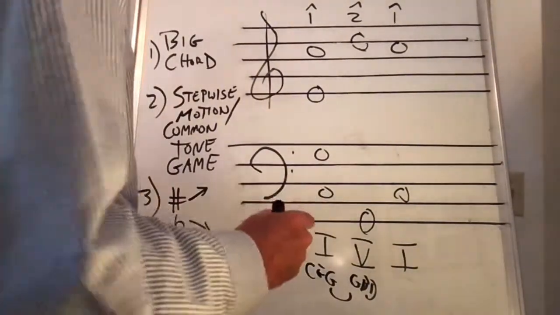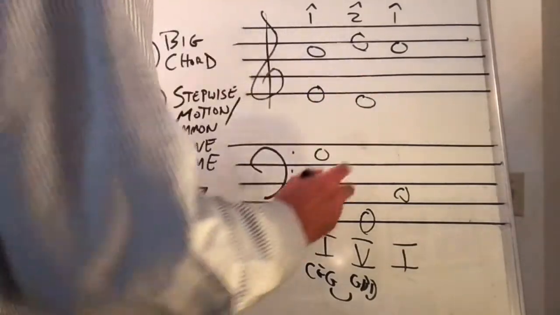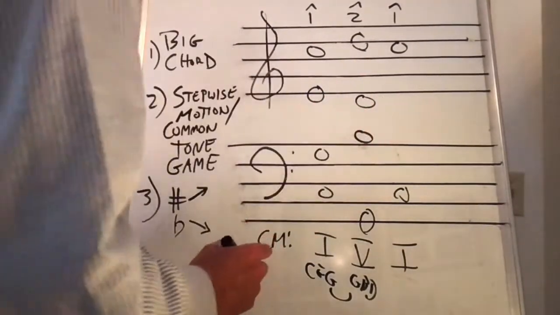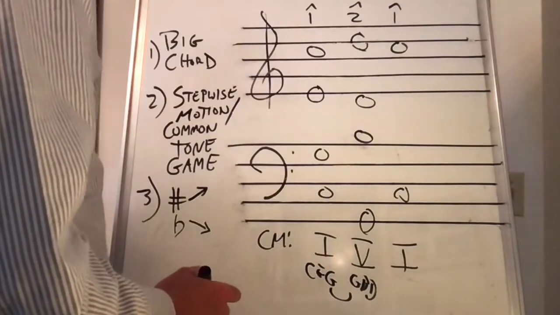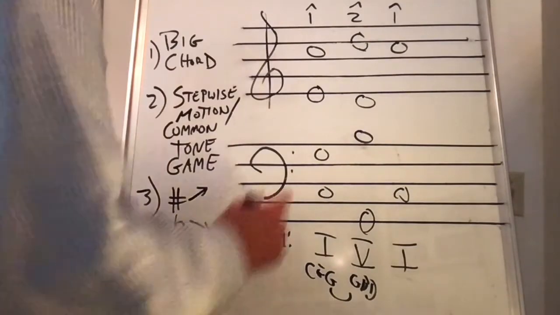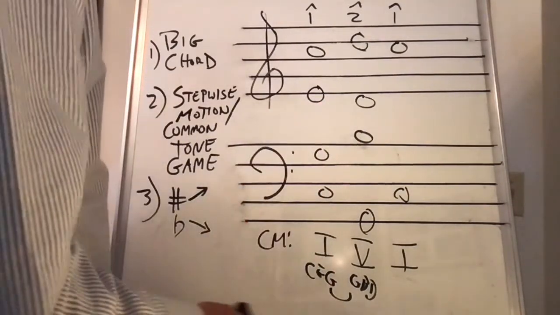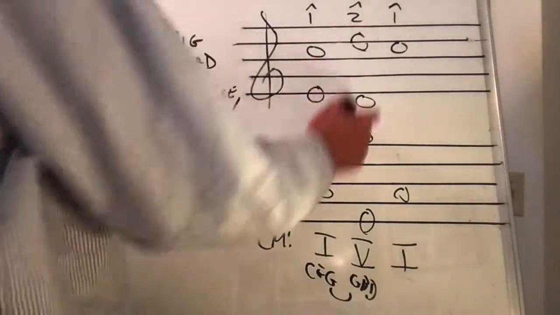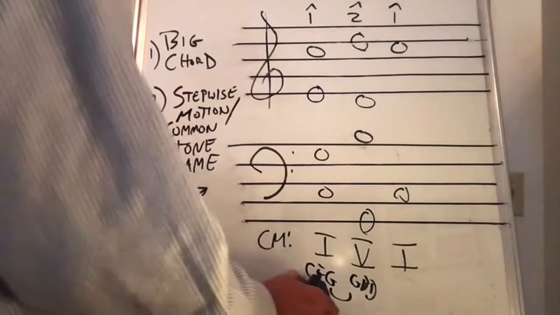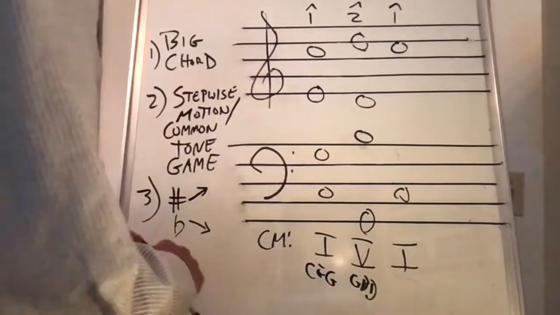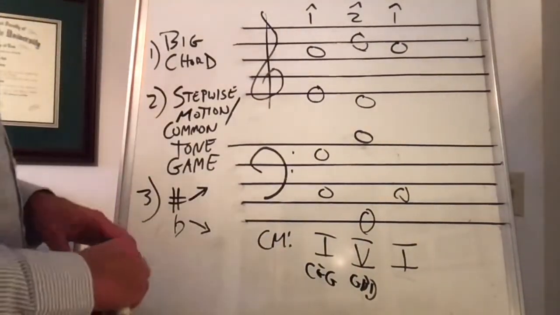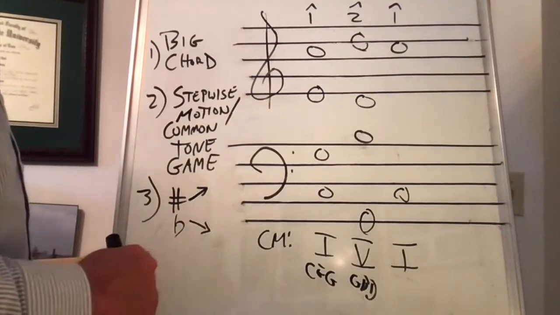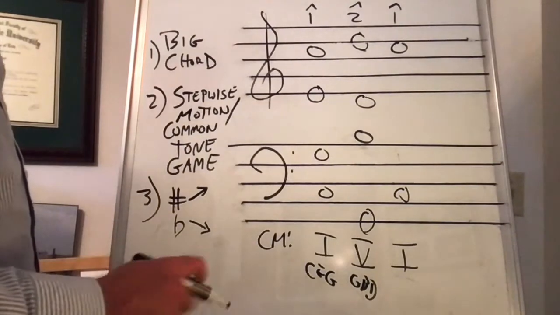I'm going to put a D here, so this is stepwise. I'm going to leap to a B here in the tenor voice. Again, totally acceptable. These small leaps of a third, totally fine. So in this case, I'm doubling my chordal fifth, which is okay. I no longer am keeping the common tone. This stepwise motion common tone game works 90% of the time, roughly speaking.